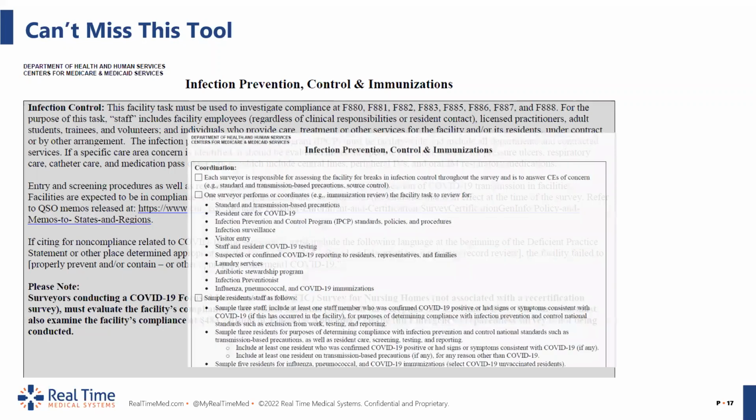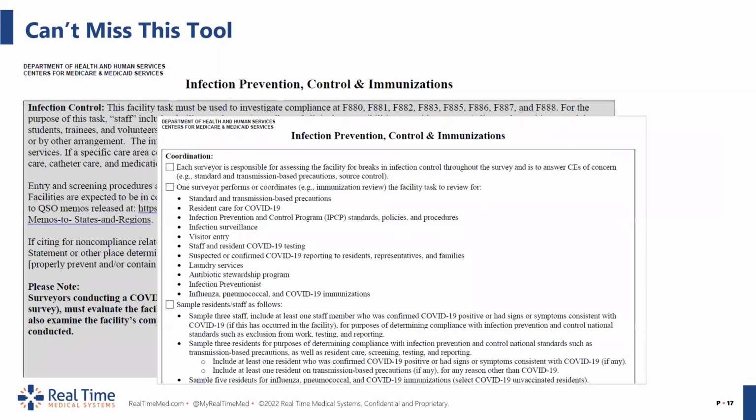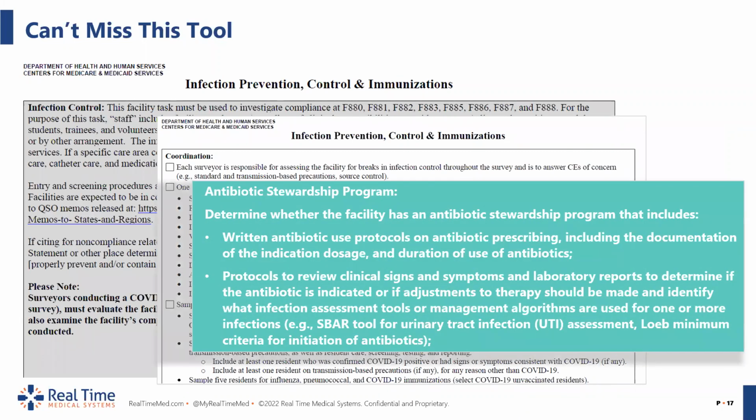So we have critical element pathways for multiple areas within our long-term care world, and we want to make sure that we're grabbing onto them. Your infection prevention, control, and immunizations has just been updated yet again this fall, so you want to make sure that you have that most current one and go through this.